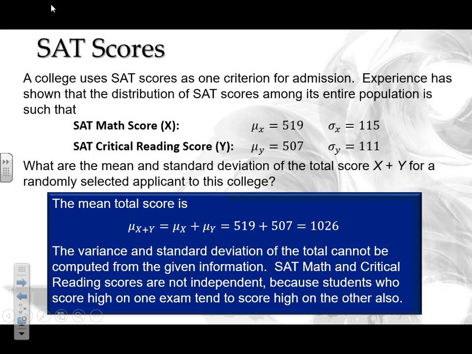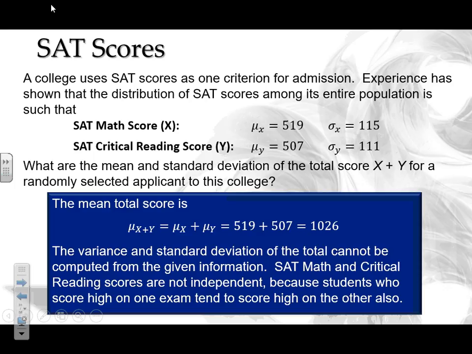Now, the means can still be added regardless. So there, we can still add the means and calculate the mean score for that one randomly selected applicant. However, because the math scores and the critical reading scores are not independent of one another, one person's taking both, and one person who does well on the one is probably going to do fairly well on the other, we cannot calculate our standard deviation using the formula set forth earlier. So on a problem like this, you would be expected to calculate the mean, but you would then say something to the effect that the variables are not independent, which means we can't calculate standard deviation.